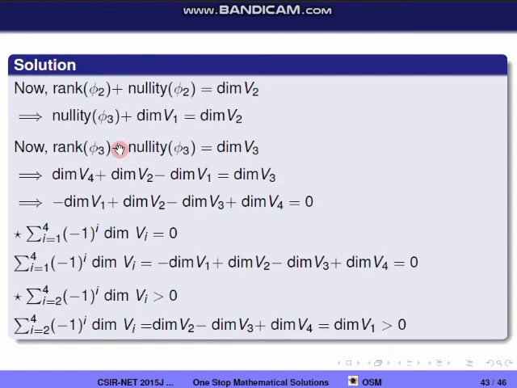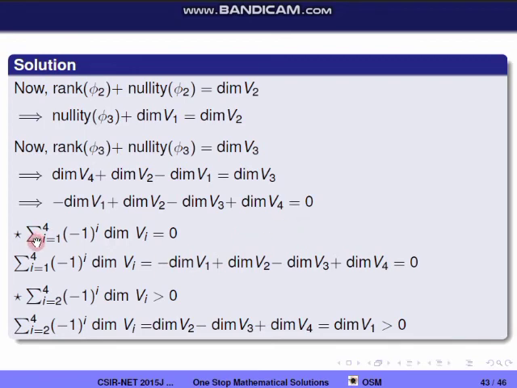Also for phi3, rank of phi3 plus nullity phi3 is equal to dimension v3. Rank of phi3 is dimension v4 and nullity of phi3 is dimension v2 minus dimension v1. So that is equal to dimension v3. Now taking dimension v3 to this side, this implies minus dimension v1 plus dimension v2 minus dimension v3 plus dimension v4 is equal to 0. Now we will check the options one by one.